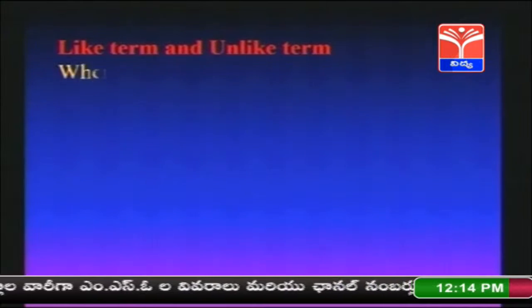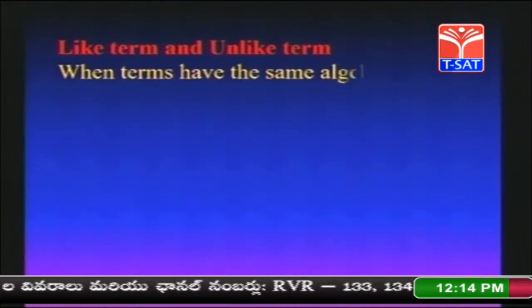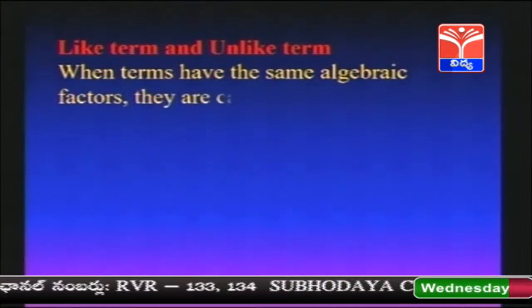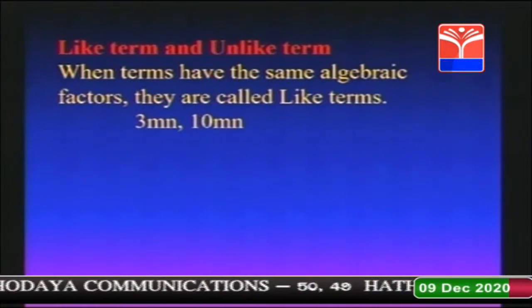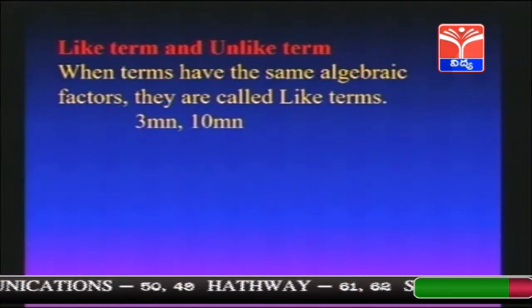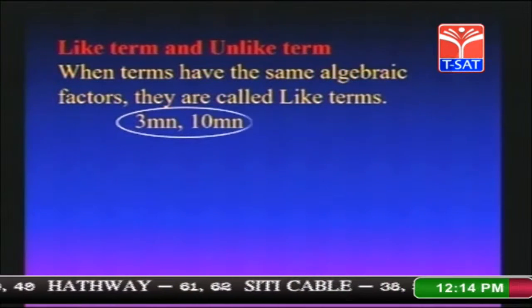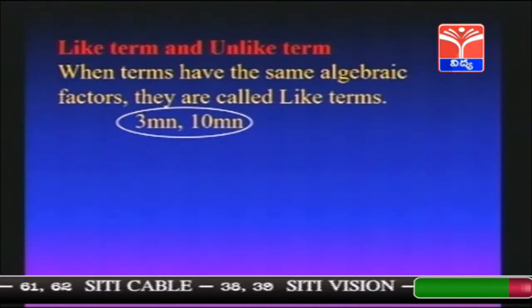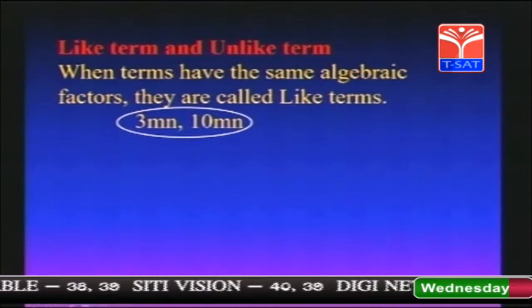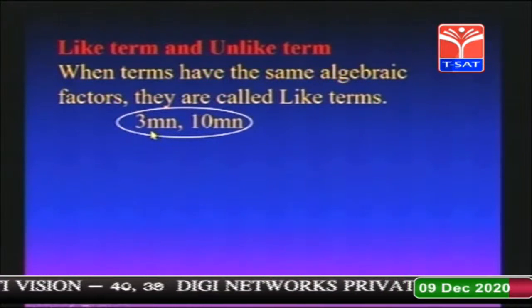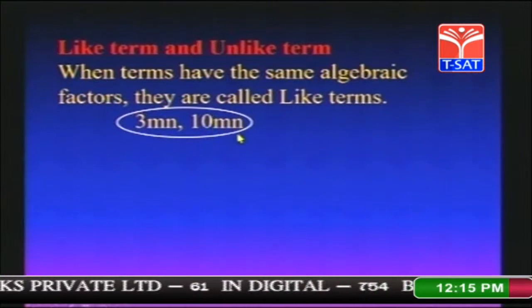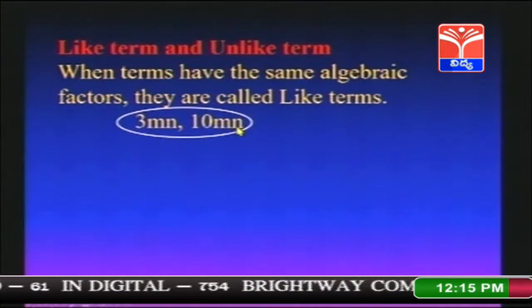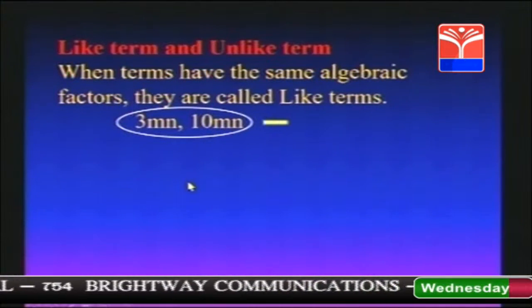Now what are like terms and unlike terms? When terms have the same algebraic factors, they are called like terms. As you can see here in this example, we have two terms 3mn and 10mn whose algebraic factors, as you can notice here, are m and n. Here also we have m and n. So the algebraic factors are same. They are called like terms.